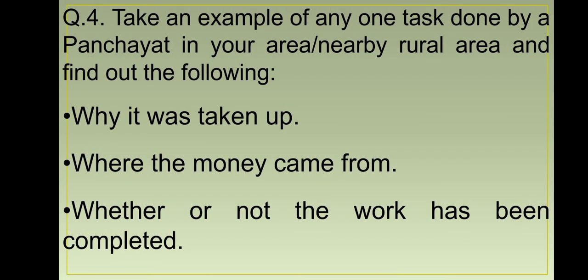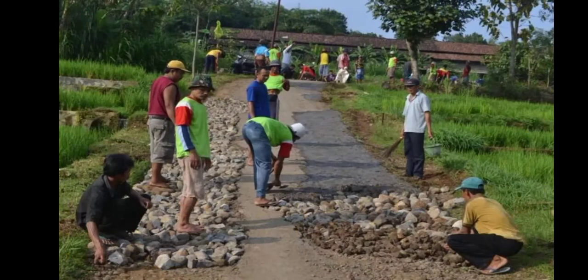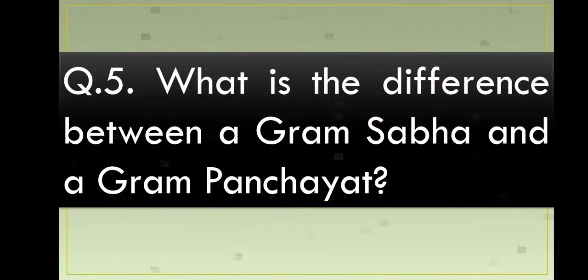And the third question is whether or not the work has been completed. So children, that work was completed on time. Here is the answer. Now let's go to the next question. Here you can see the street construction work going on in this village. And question number 5 is, what is the difference between Gram Sabha and a Gram Panchayat?